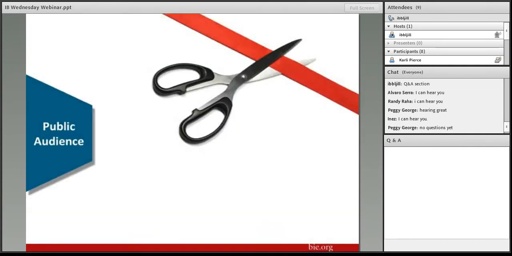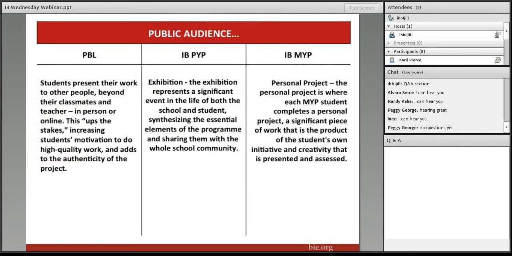The next essential element of PBL is public audience. Students present their work to other people beyond their classmates and their teacher, in person and online. It ups the stakes. It increases student motivation. It provides authenticity, because in the real world, in our jobs and in our daily lives, we create products, whether they're thoughts, whether they're marketing materials, to make an impact, and we present those. So public audience, for example, the exhibition, it represents a significant event in the life of both the school and student. It synthesizes essential elements of the program where students share their work and their learning with the whole community.